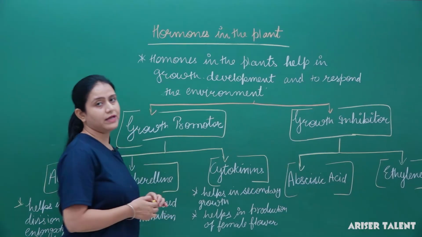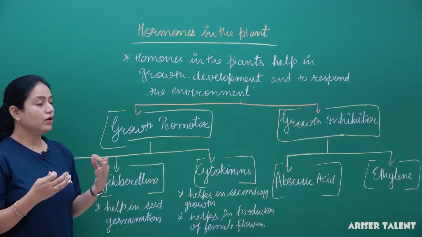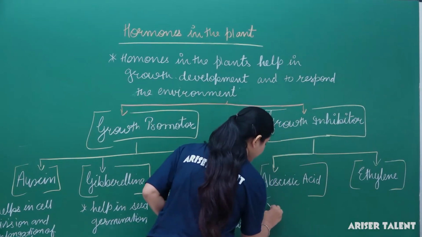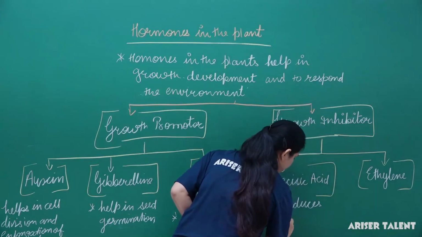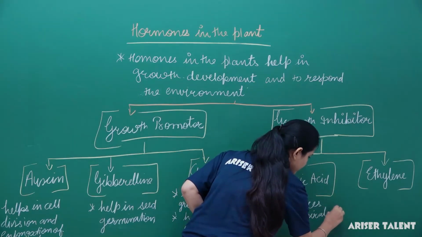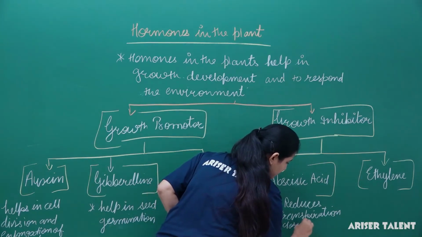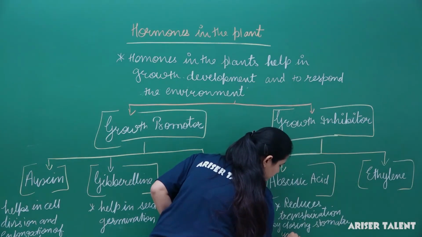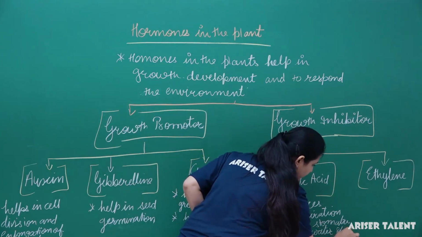Okay, what is the function of abscisic acid? Generally, abscisic acid closes the stomata during water stress. So here we can mention, it reduces transpiration by closing stomata under water stress.